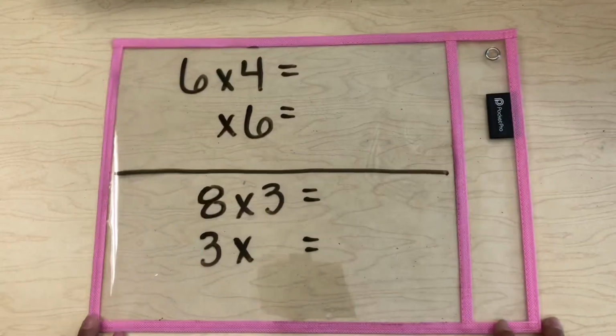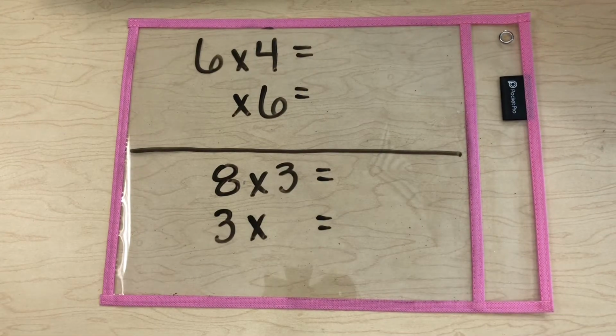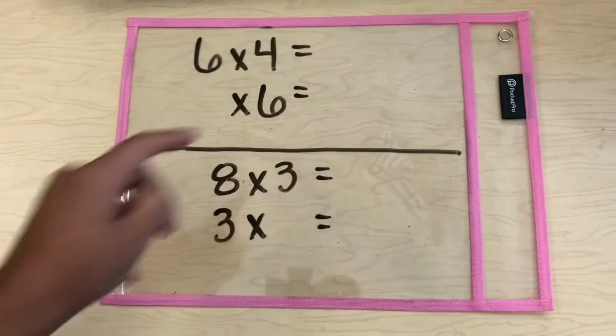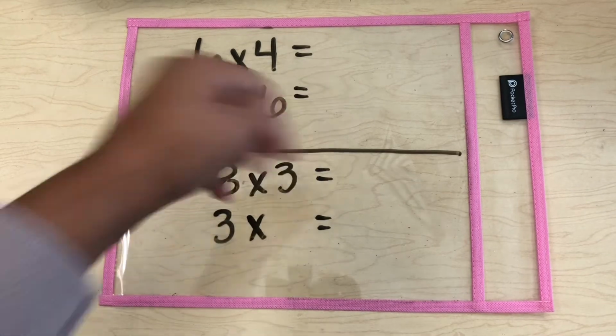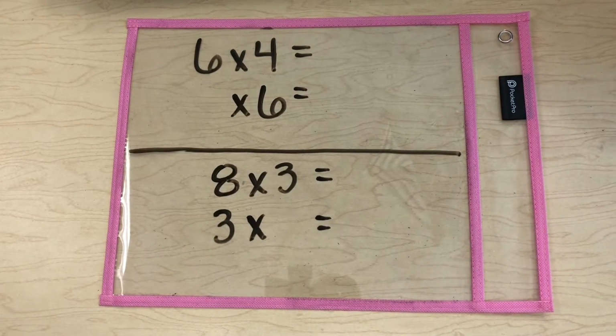I have two problems here. The first one on the very top of the line is 6 times 4. You already might know what 6 times 4 is, and that is fantastic, but do you know how to use the commutative property? If you said no, then that's why you are here.